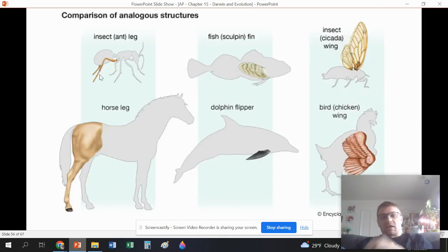More examples of analogous structures are like the legs of ants and the legs of horses. They have the same function, different structures. Fish fins and dolphin flippers, same function. They propel them in the water, different structure. Same with the bird wings that we talked about and the insect wings, same function, different structure.